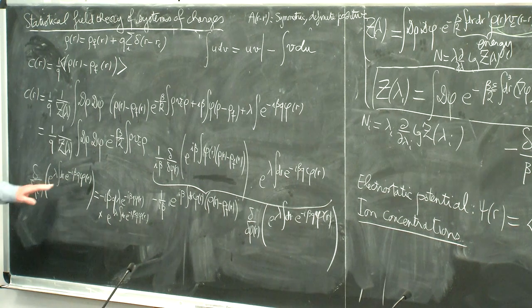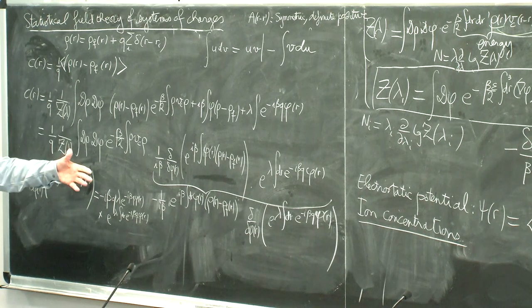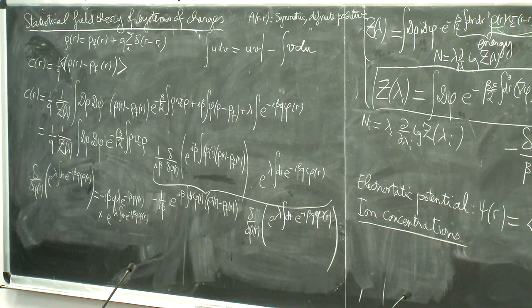So you bring down, it's like the derivative of an exponential, right? If you didn't have the integral and you did the derivative with respect to the variable phi, you would bring down lambda times minus I beta q e to the minus I beta q phi times e to the lambda e to the minus I beta q phi, okay? So it's just the same.